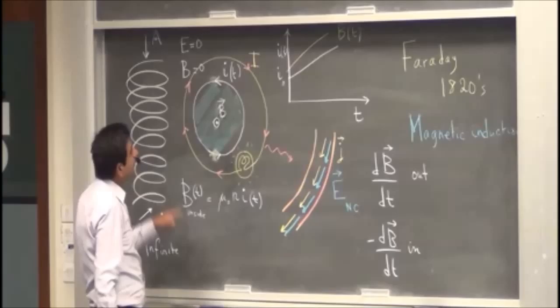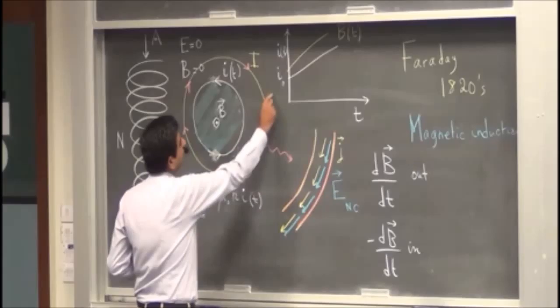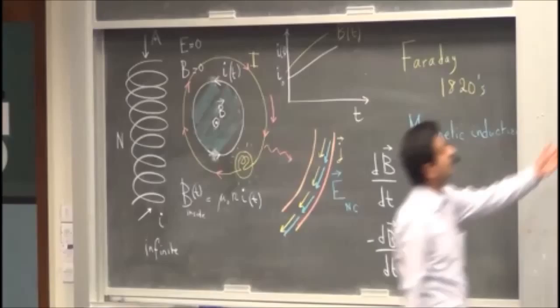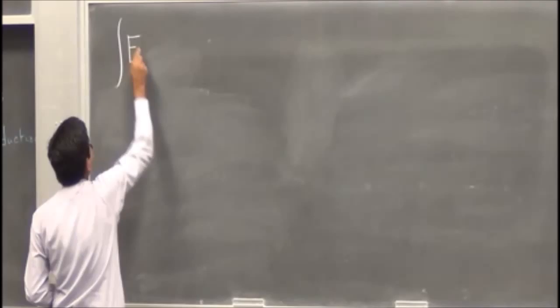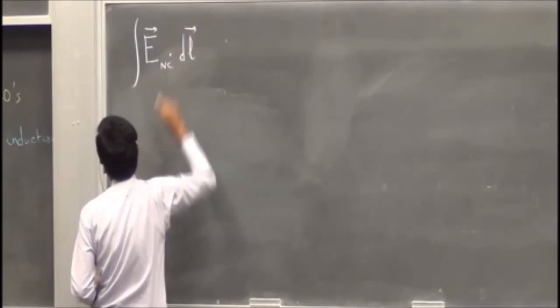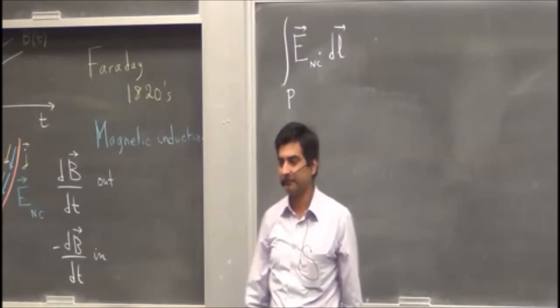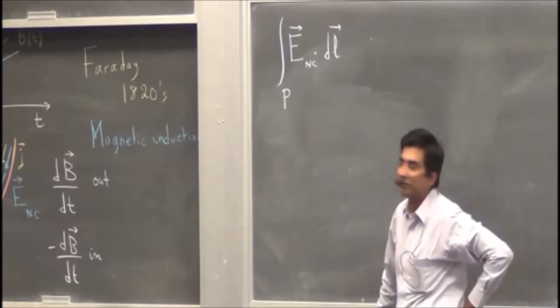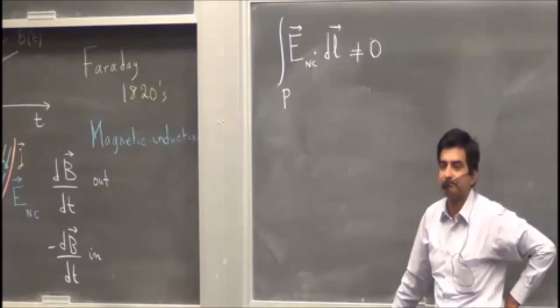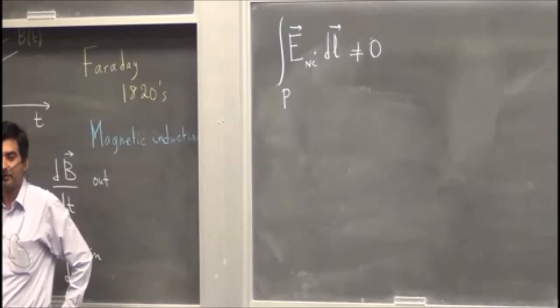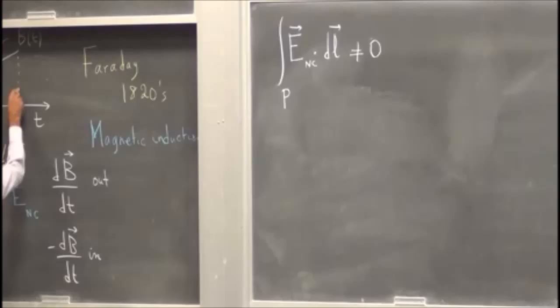What does this mean? This means that if a continuous current flows through this circuit, so there has to be an electric field all around the wire, and if I go around the loop parallel with the direction of the current, parallel with the direction of the electric field, and I write E_NC dotted with dl, okay? I go around the loop. Let's call this loop P. This is a closed path. I go around P, then this is non-zero here, because E is always parallel to l. Okay, so this thing is non-zero. Where is this electric field coming from? This electric field is coming from a time varying magnetic field.